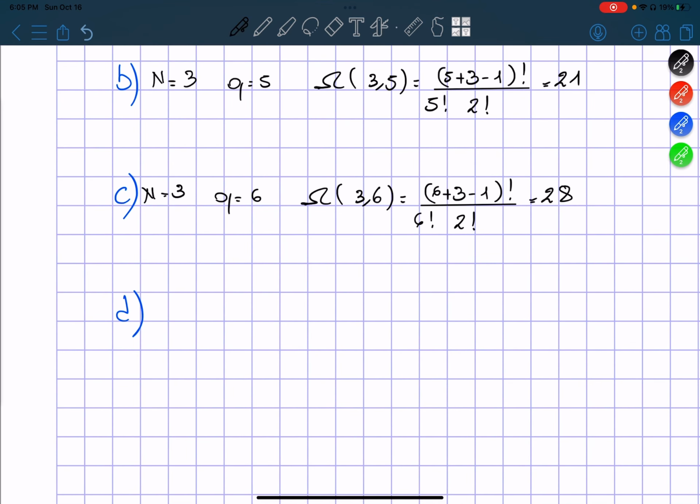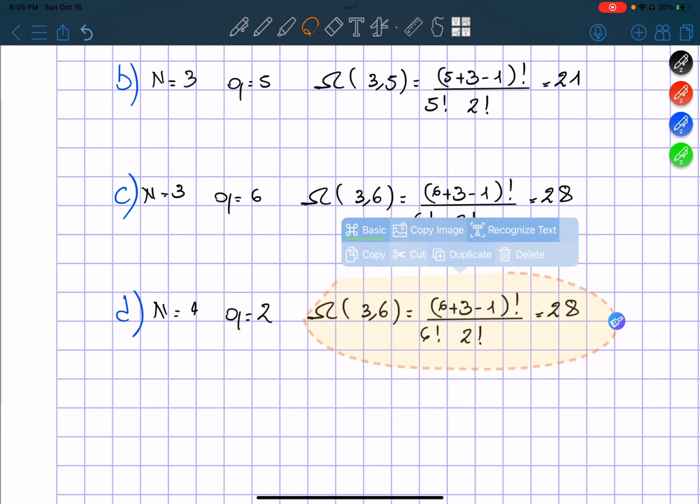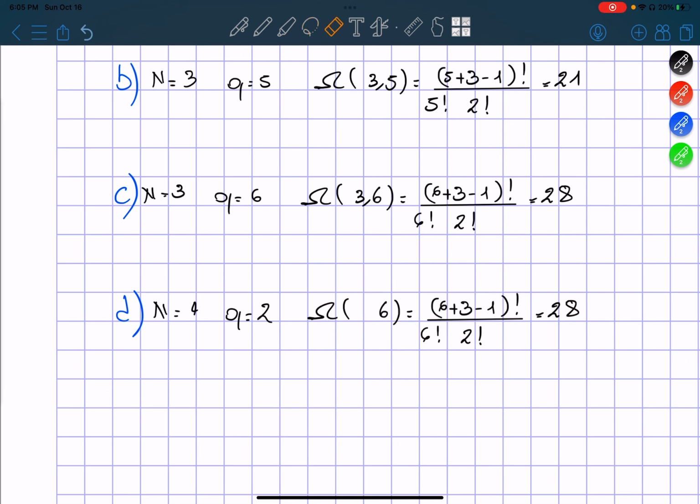Then we have D with n equals 4, q equals 2. Our formula is going to be 2 plus 4 minus 1 over 2 factorial times 4 minus 1 factorial, so just 3 factorial. So at the top we're going to have 5 factorial divided by 2 factorial, just 2, times 3 factorial, which is equal to 10.